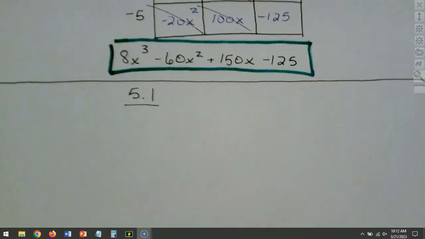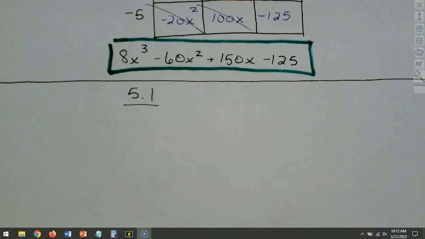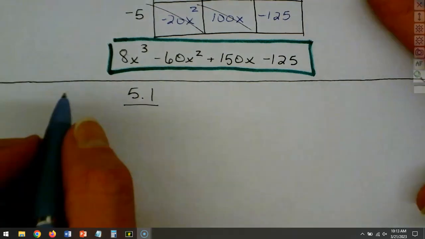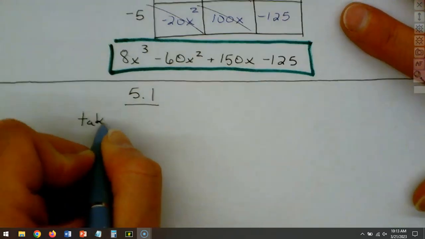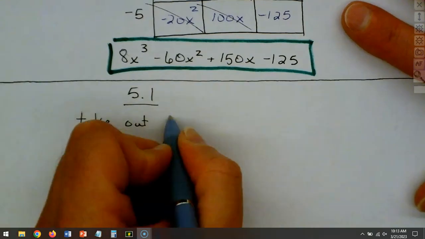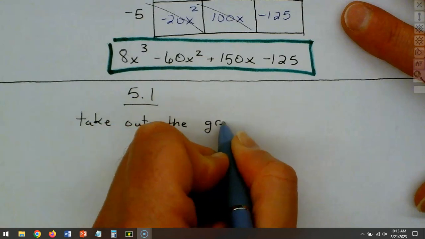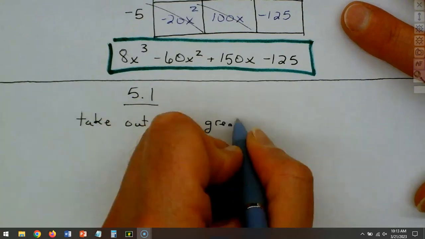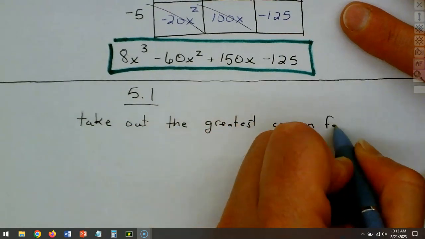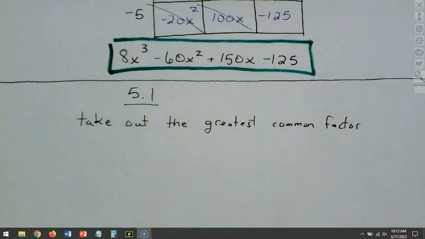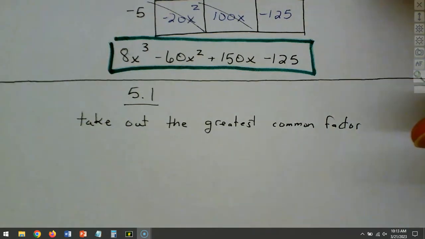Now, this is basically the opposite of multiplication. We're going to be taking out what's in common. And we're going to start off with learning how to factor the greatest common factor. So we're going to take out the greatest common factor. So we're going to take out our greatest common factor here. So we're going to start off with a really simple one.